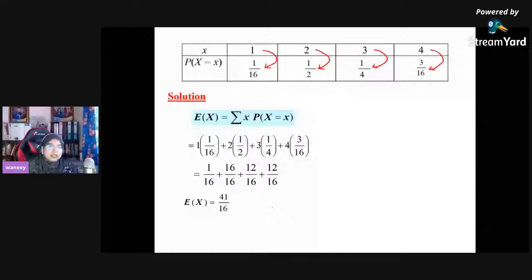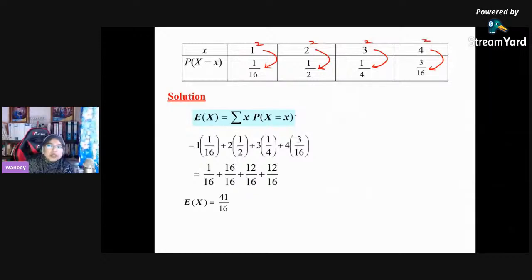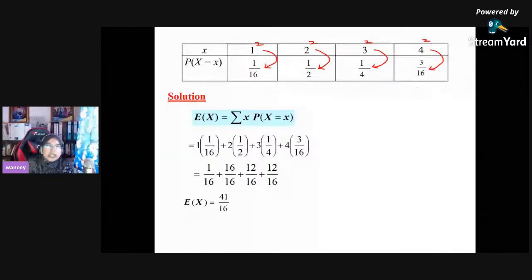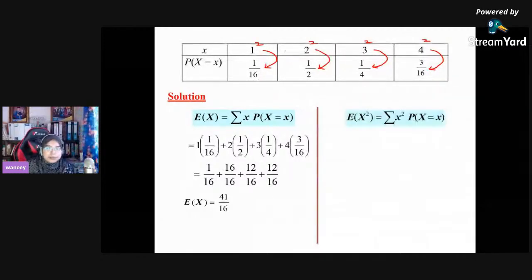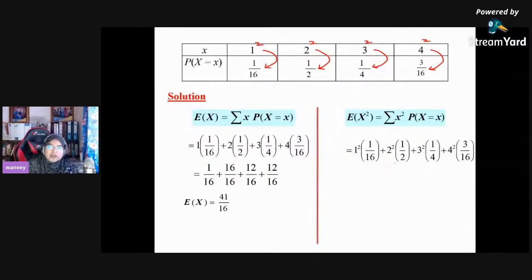The next one, you have to calculate expectation of x square. So try to square each of the x first, and then you should multiply them with the probability. Okay, so it will become 1 square multiplied with 1 over 16 plus 2 square multiplied with 1 over 2 plus 3 square times 1 over 4 plus 4 square times 3 over 16. So the answer for this one is simply 117 over 16.